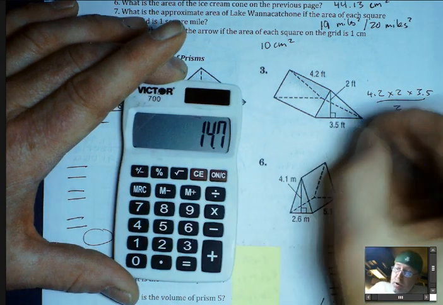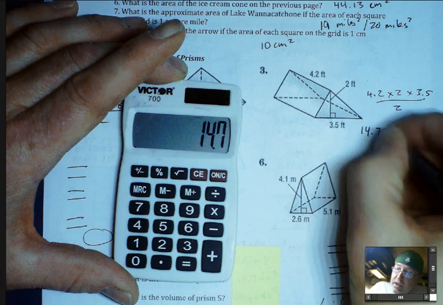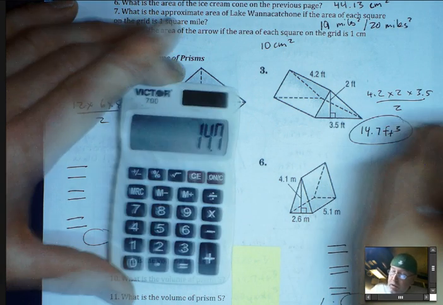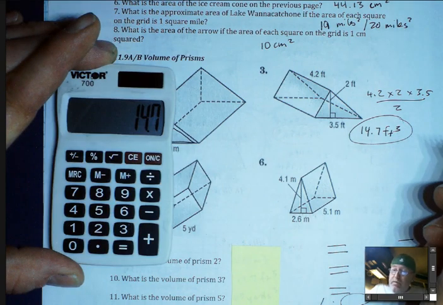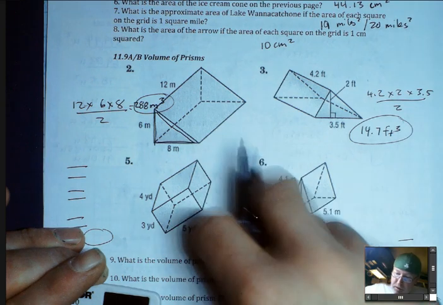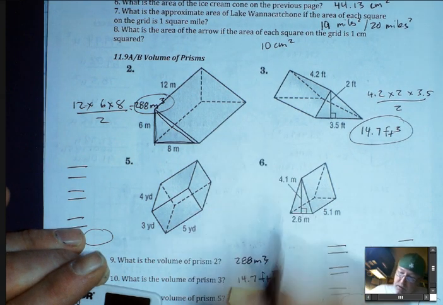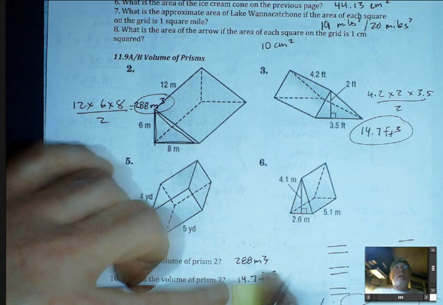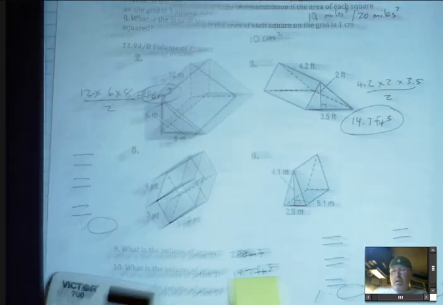I got 14.7 feet cubed. Looks good. 14.7 feet cubed. All right, let me just check my first couple of answers here, make sure I'm doing okay. Got those, so I can peel those back. Put them in down there in the bottom too. Okay. Go ahead and slide this guy up a little bit more.